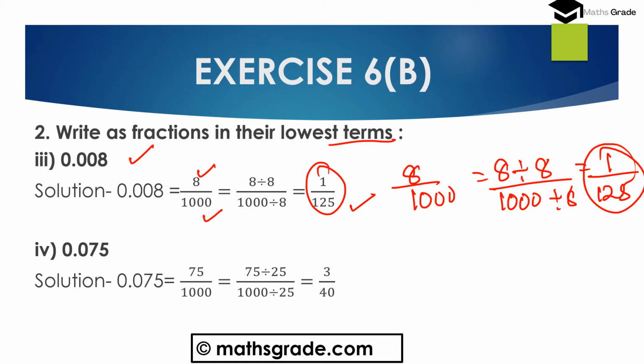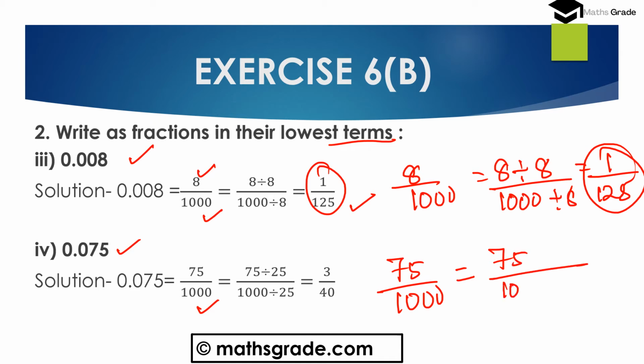Now fourth part, 0.075. Here after the decimal point there are 3 digits, so we have to divide 75 by 1000. Now 75 divided by 1000, here we have to find the highest common factor between 75 and 1000. Between 75 and 1000, 25 is the highest common factor. So divide the numerator 75 and the denominator 1000 by 25. 75 divided by 25 is 3 and 1000 divided by 25 is 40.